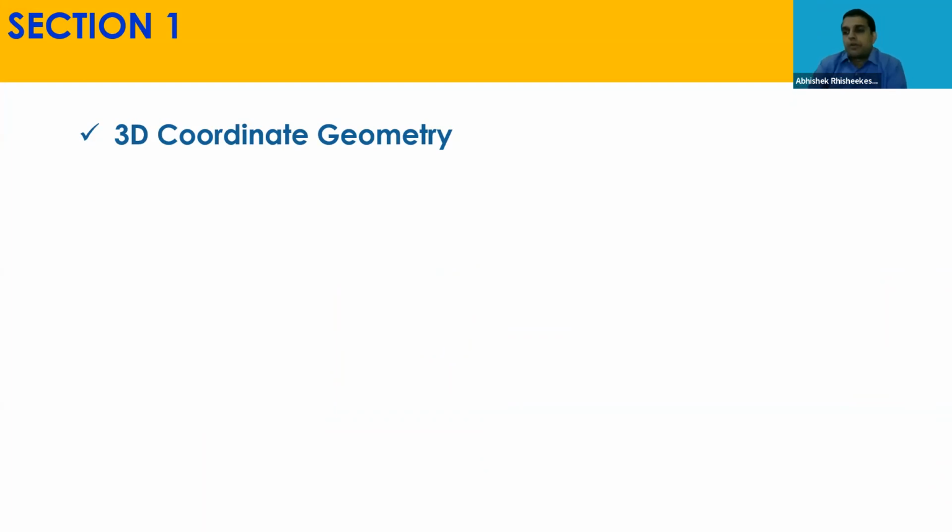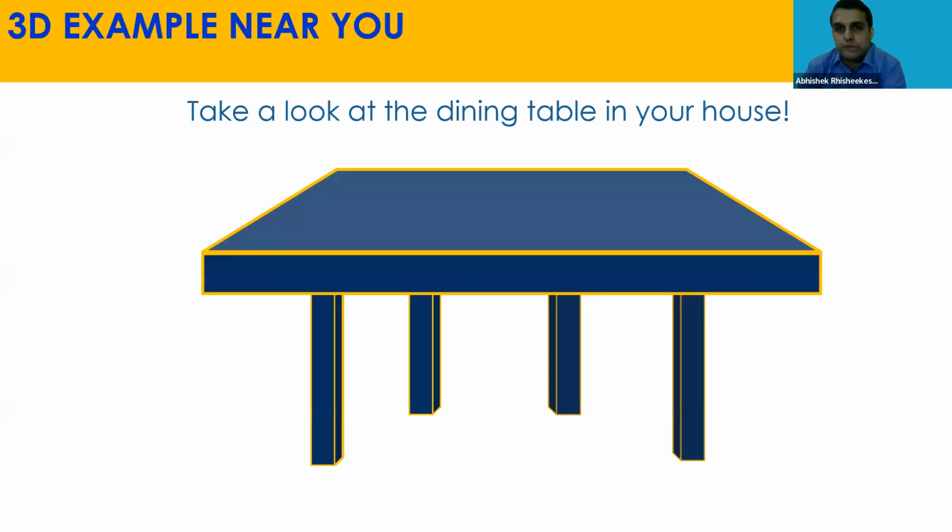In this section, we are going to get introduced to 3D coordinate geometry, which is basically the foundation of 3D computer graphics. Let's take a look at a simple 3D example at your home. Here is a typical dining table. As you can see, the shape of the dining table is made out of multiple rectangles.